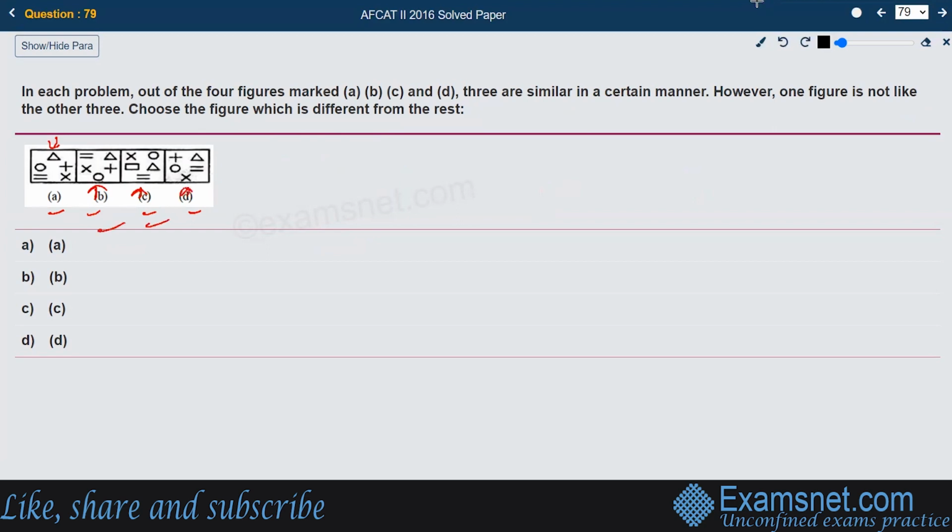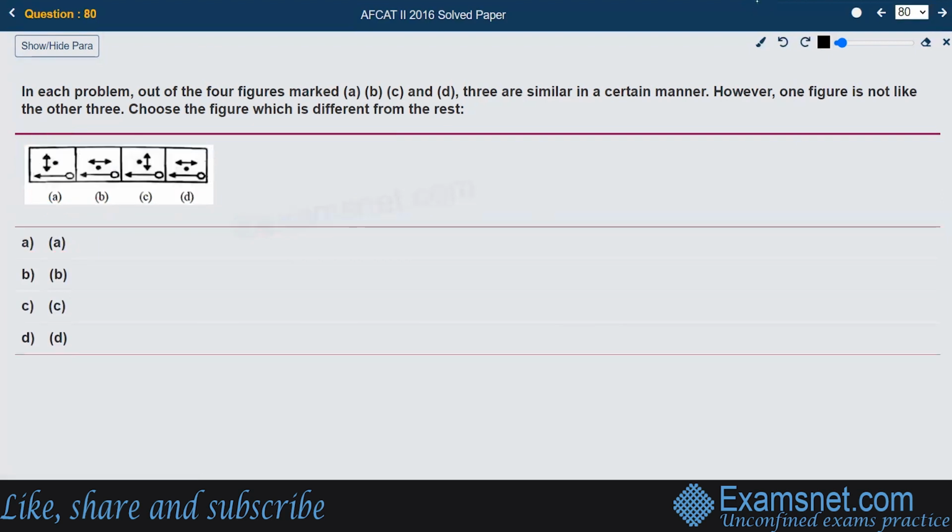If you see B, C, and D, the center figure is downside. The center figure is in the bottom part. But in option number A, the center figure is on the top part. So that seems to be the odd one. So option number A should be the right answer. It is the odd one out of them.